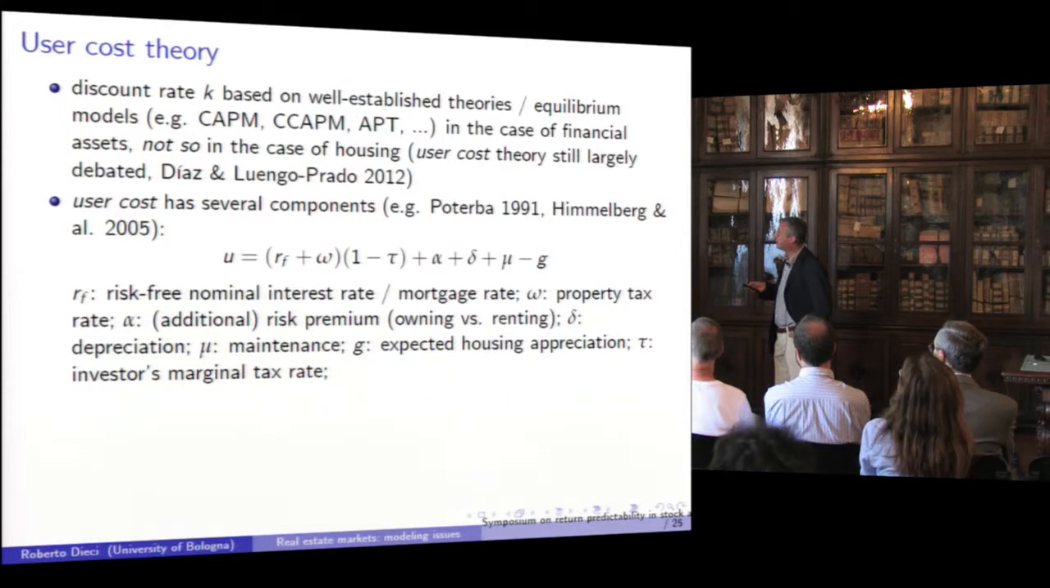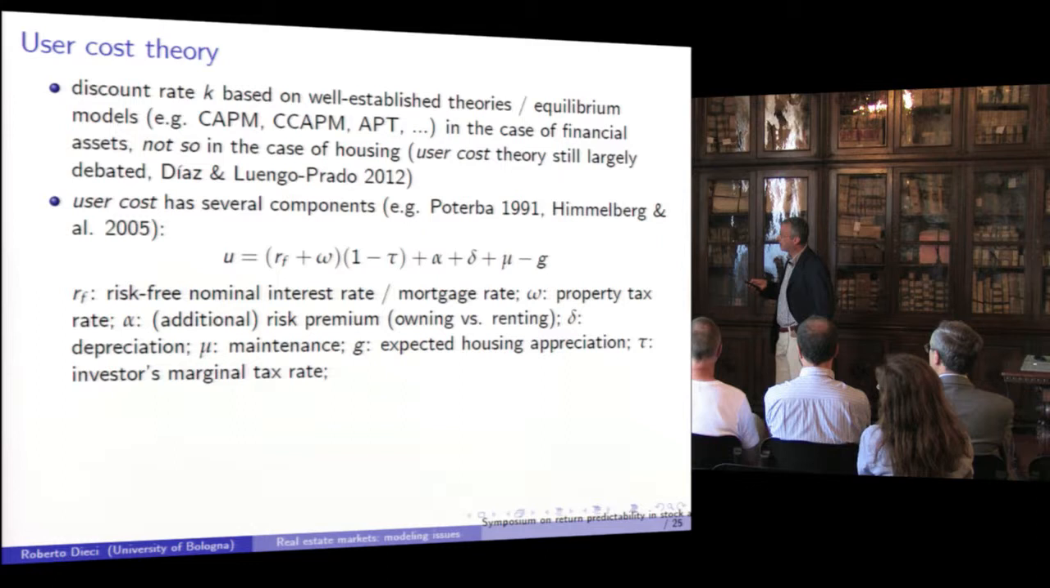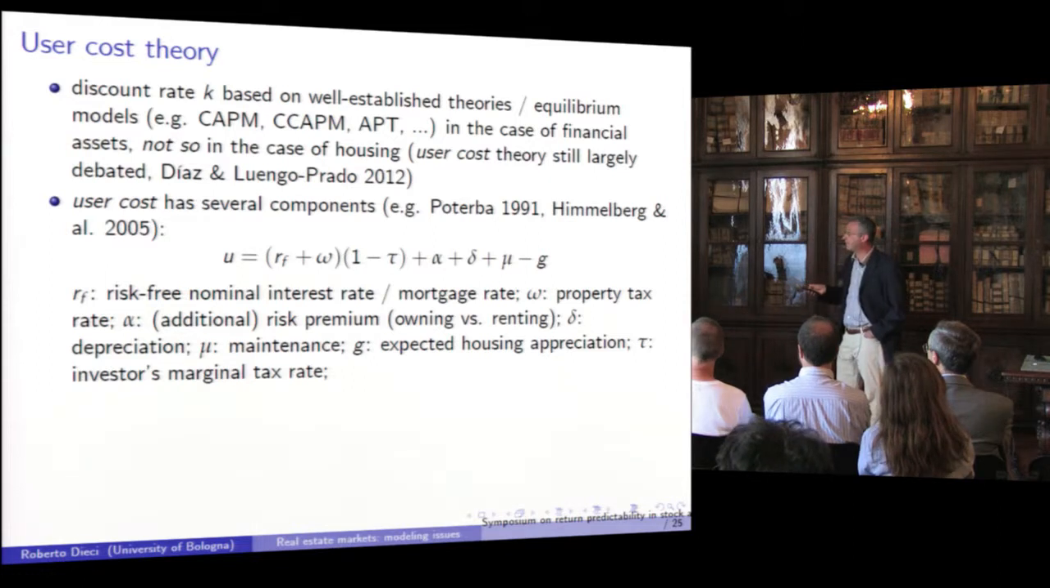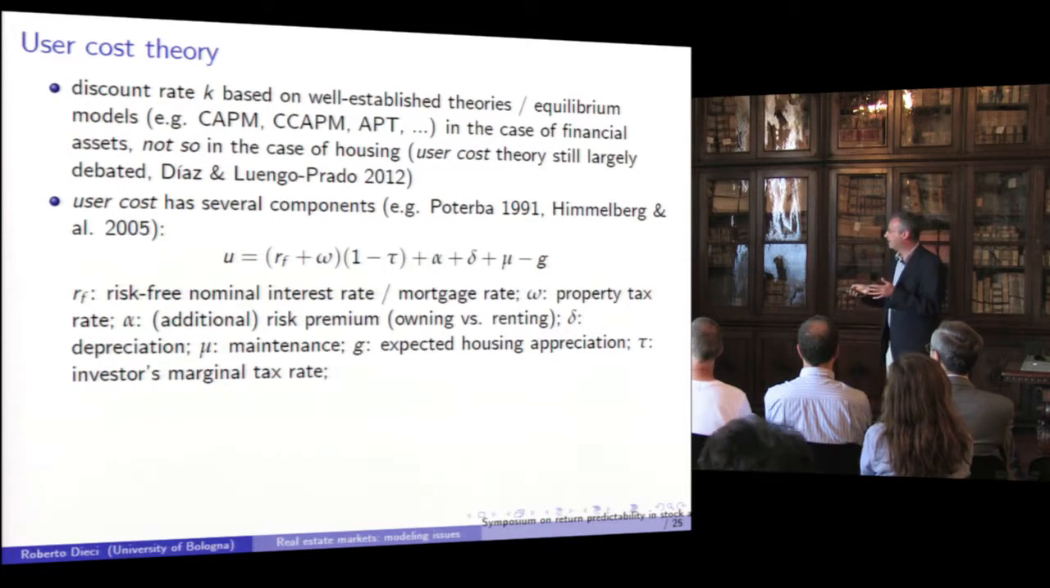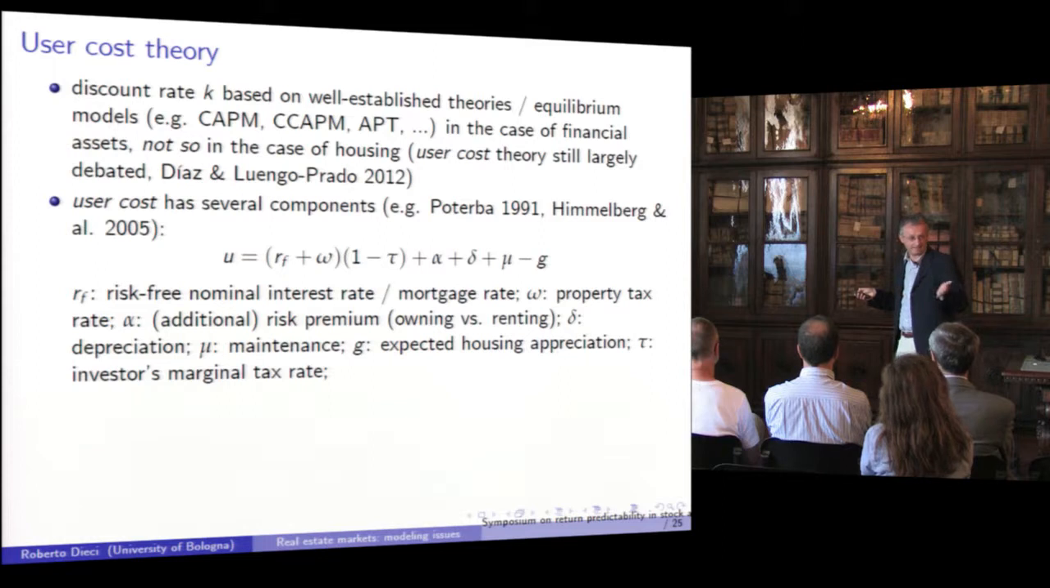Omega is the property tax rate, and this one minus tau, where tau is the investor's marginal tax rate, is because of deductibility of interest payments on mortgages and property taxes. Here, property taxes are expressed as a fraction of the value of the asset. Then there is this delta, which is the depreciation. This mu is something very related to depreciation, the maintenance cost. This alpha is a very critical component because this is the risk premium, meant as the risk premium of owning versus renting a house, because both choices are risky. So in principle, we should estimate a risk premium, which is the difference of renting and owning risk premium.